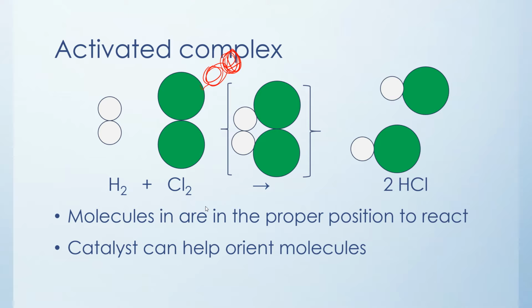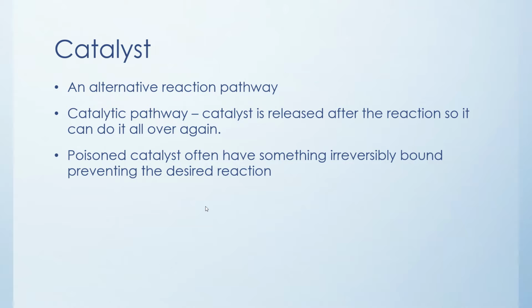And catalysts, we do know this, will help orient things so that they can react better. And that's true of biological enzymes as well. They kind of put things in the right position. Receptors hold things so that everything's lined up to happen properly. So what a catalyst does then is it provides an alternate reaction pathway.